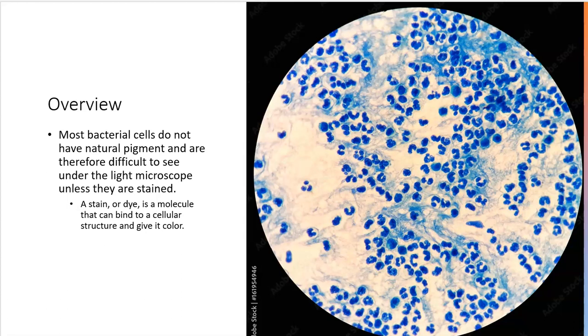So in order to achieve contrast, what we need to do is stain the bacteria using chemicals called dyes. That will stain them some sort of color depending on what type of dye you're using, but for example, purple, blue, green, pink. And that color contrast against a clear microscope slide is going to allow us to see them clearly.